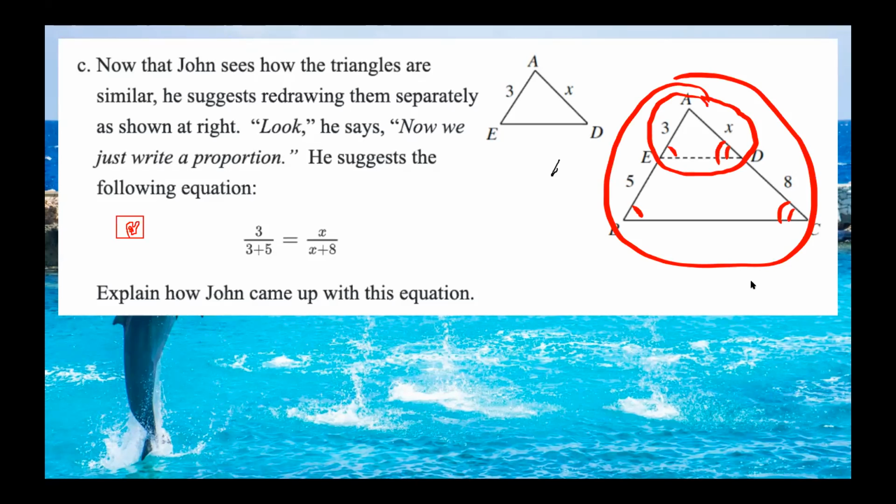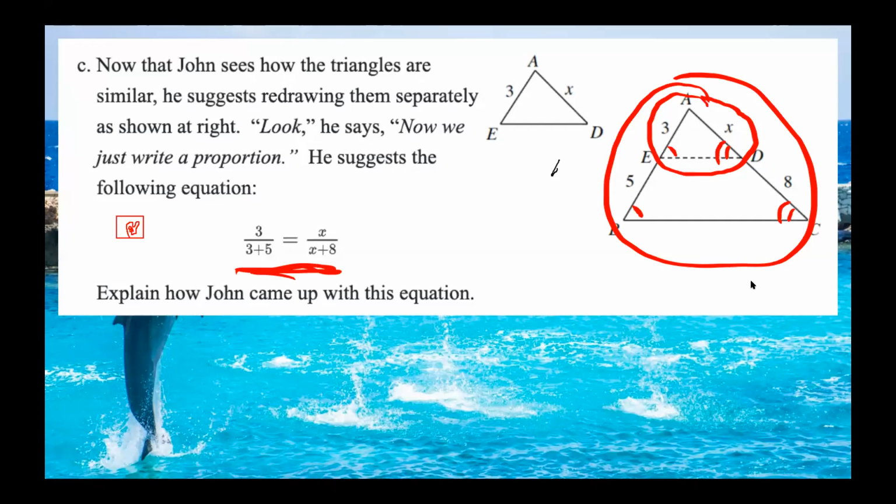And remember what we talked about on Tuesday: if two angles in one triangle are congruent to two angles in another triangle, then the triangles are similar. So we know that these two triangles are similar, so we can now apply this rule here.